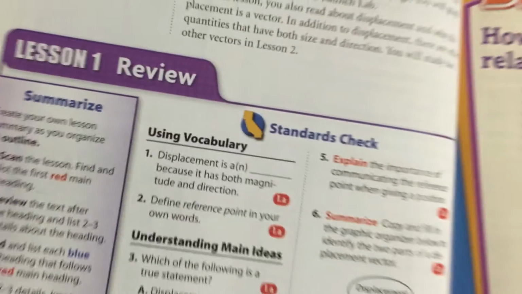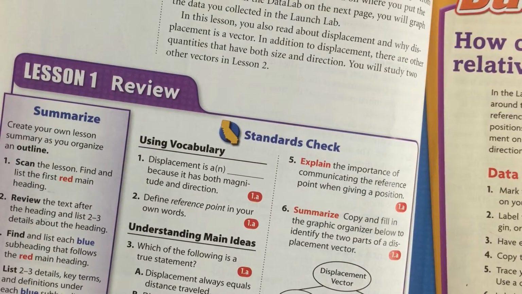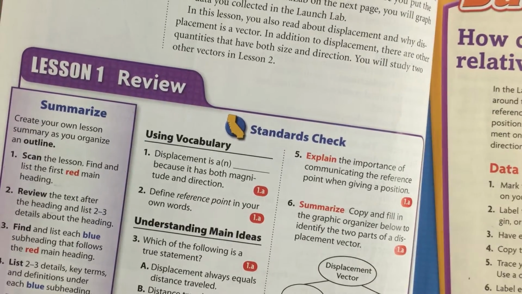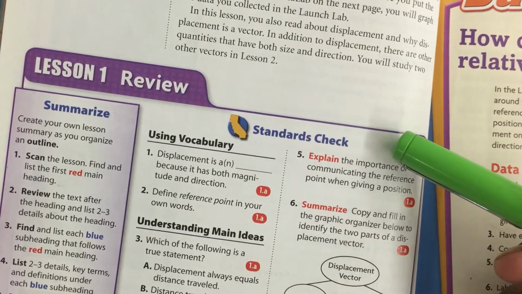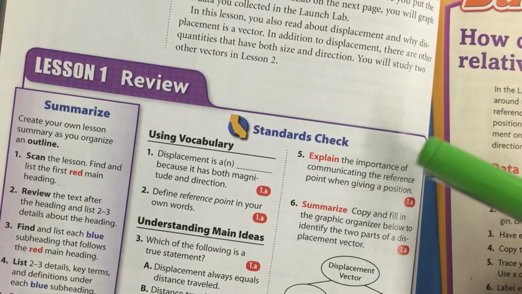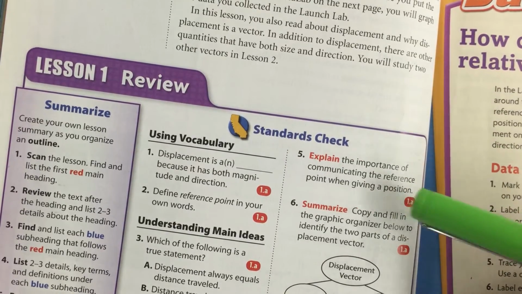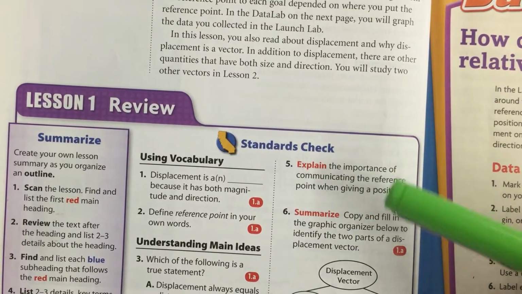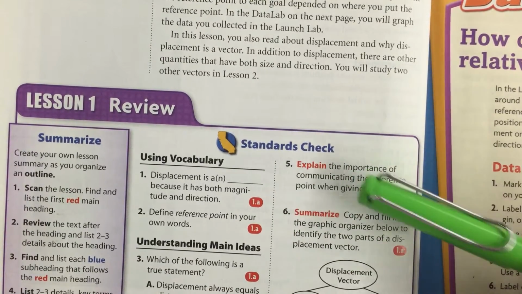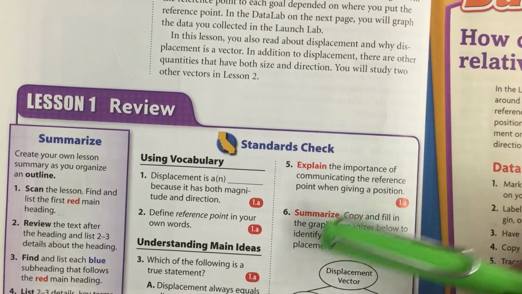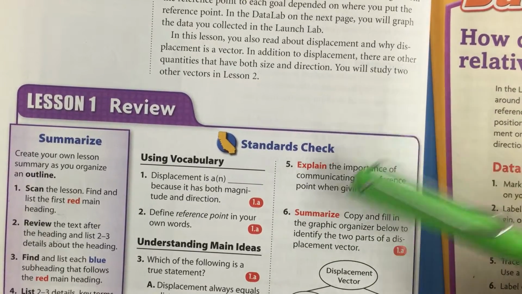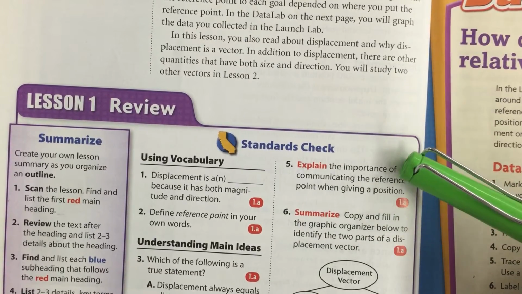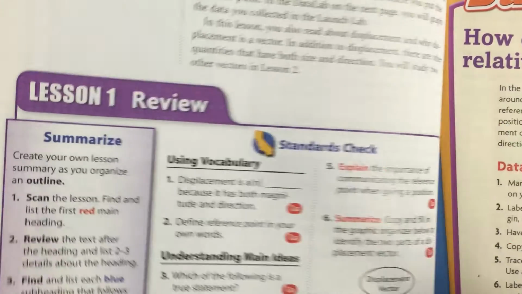Number 5, we already touched on this. It says, explain the importance of communicating the reference points when giving a position. They're asking you, why is it important to tell someone where the reference point is when you're giving them the location of an object? That's what this question is asking. A lot of people didn't understand what the wording meant. It says, explain the importance of communicating. Communicating is when you're talking to somebody or you're relaying information. It could even be writing, like you want to write down the directions somewhere. But why do you want to give a reference point when you're trying to tell somebody where something is?